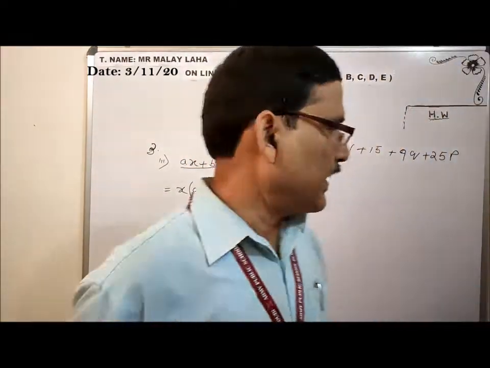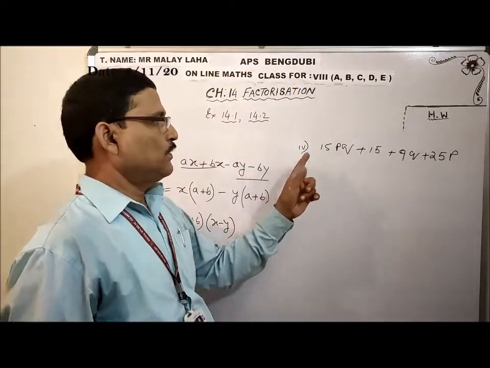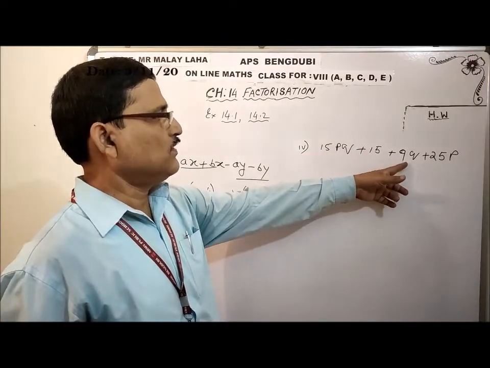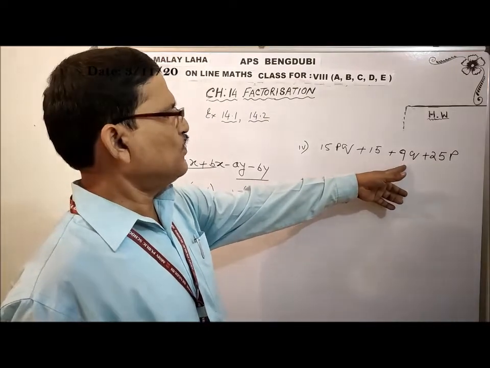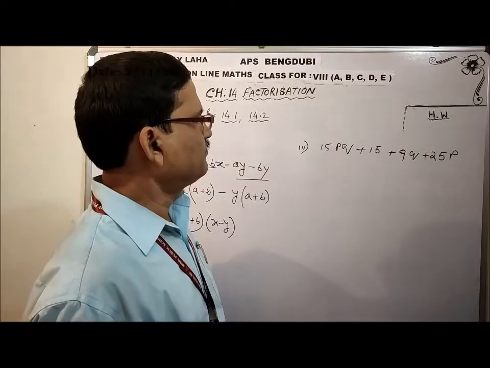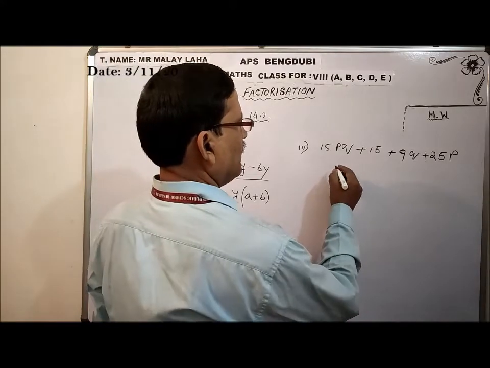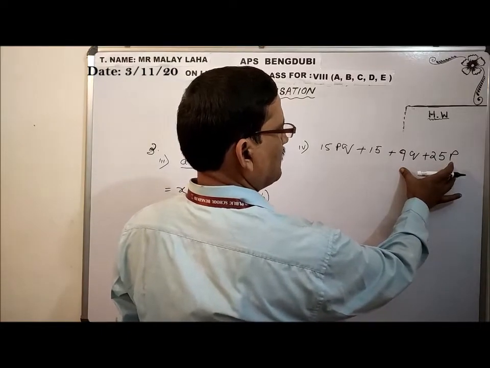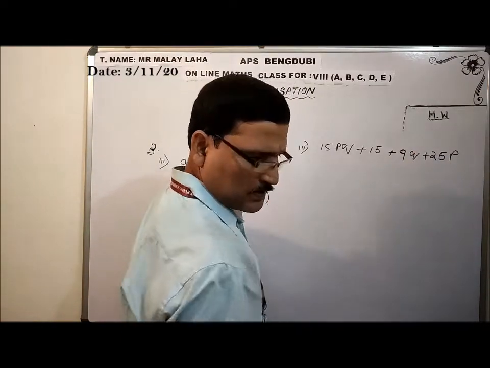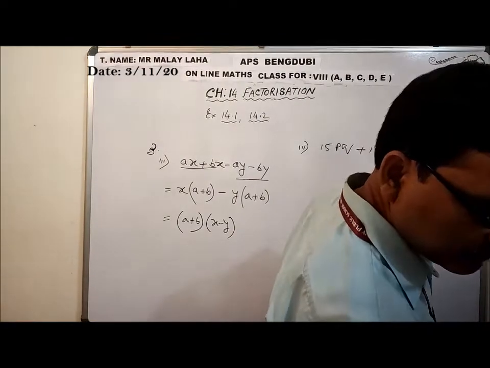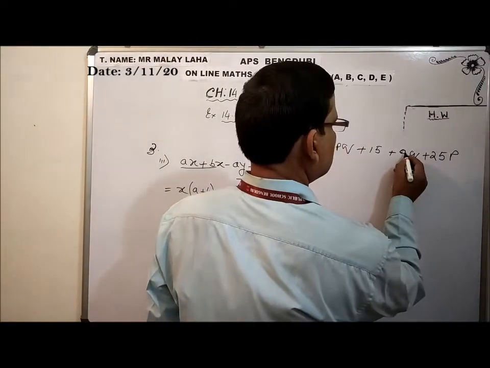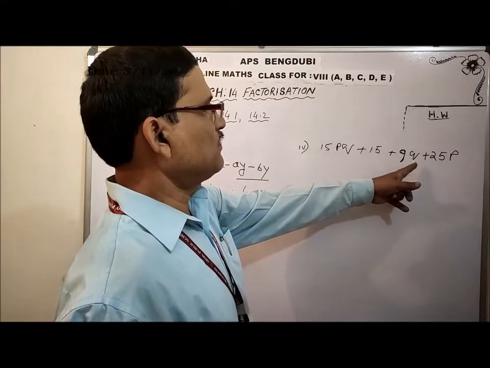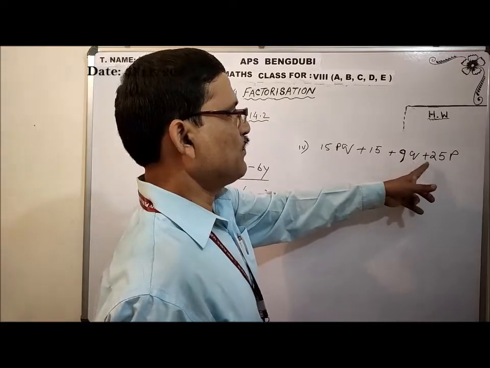Here I have to regroup. 15, no problem, we can take. But here, what will I take common? If you do not take common, what will be the problem? Now, what is the maximum common here? 15. What is the maximum common here? P. It is 9Q. So I cannot take common here 9 from 15, Q from P.